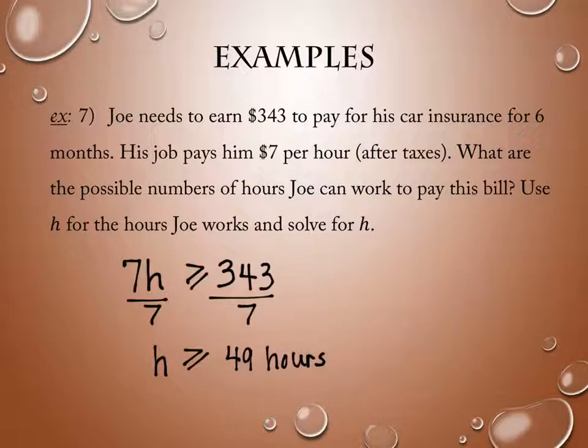And I will tell you that when my kids first started driving, their car insurance was closer to $600 every 6 months. It's a little bit less than $343 now. It's about $250. But yeah, it's a lot. Do you know car insurance is expensive?